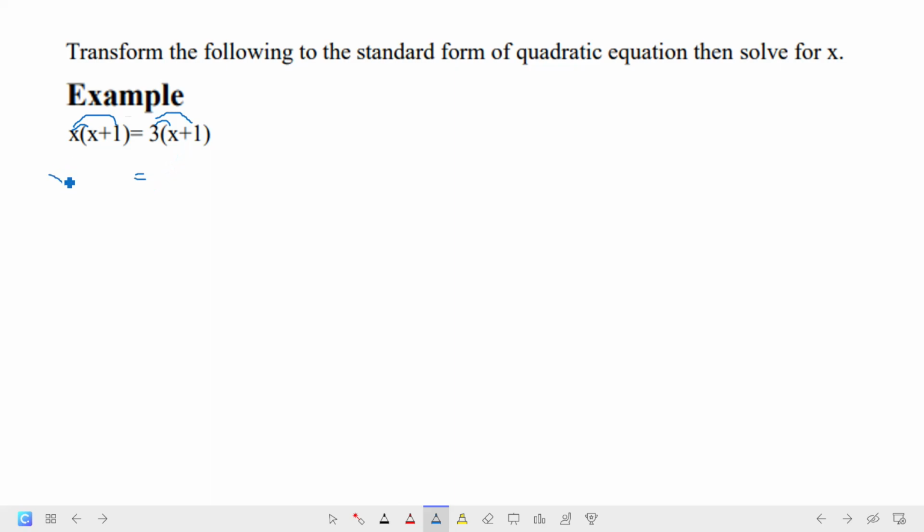So x times x gives us x squared. X times 1, that is x. And since they are both positive, the sign is positive. Next here, 3 times x will be 3x. And then 3 times 1 is 3. And the same, both signs are positive. That's why the sign is positive.